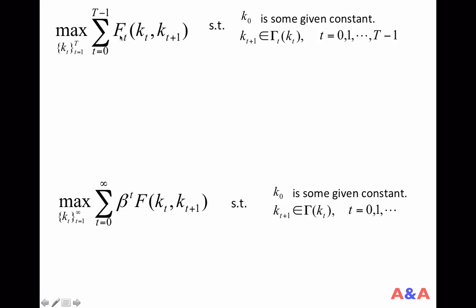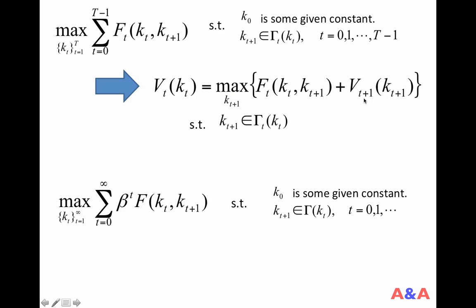These are the sequential problems you find in Stokey, Lucas, Prescott. The first one is the finite horizon version. The second one is the infinite horizon version. Basically, given the initial state k0, you maximize the sum of f functions, called the period return function, by choosing a sequence of k's. But every period you have a constraint gamma. The associated problem is this functional equation. So the solution to this sequential problem must satisfy this functional equation.